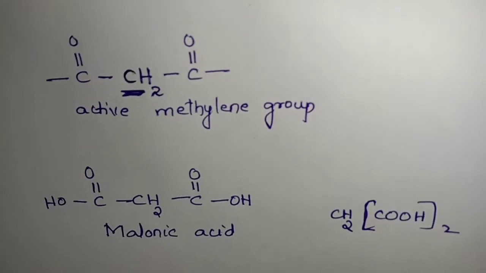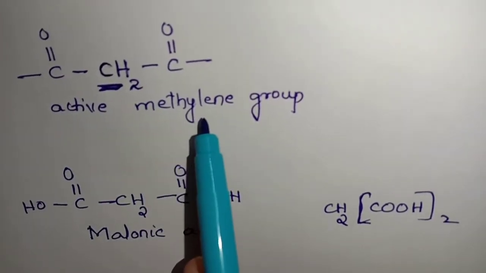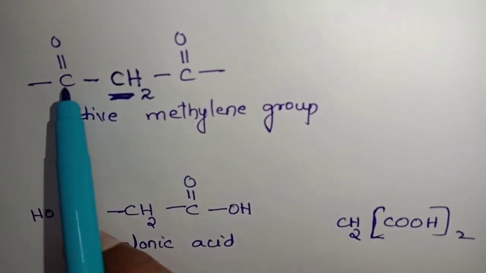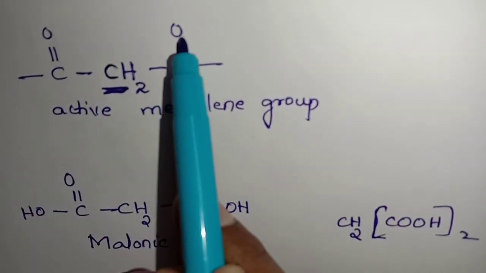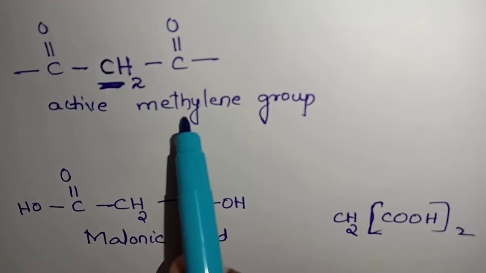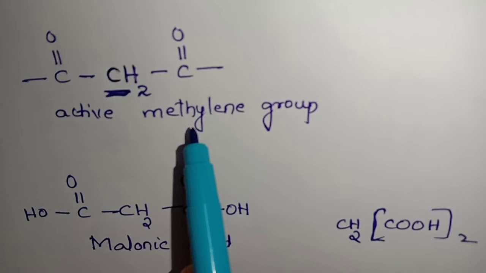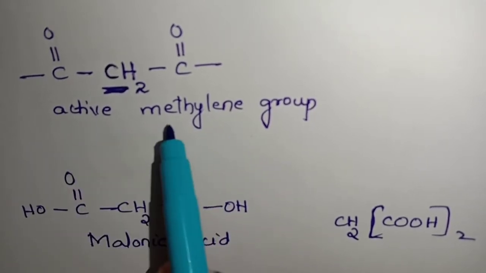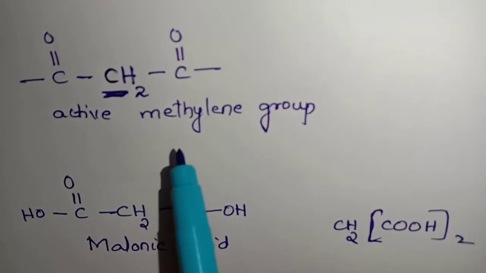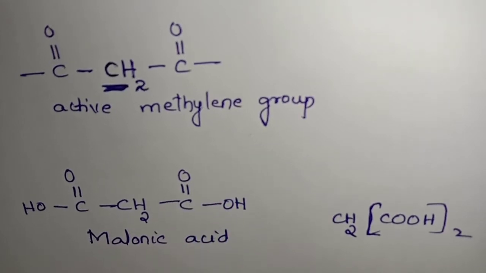An active methylene group: the CH2 group is called a methylene group, students. But when it is present between two highly reactive C double bond O groups, then it is called an active methylene group. So in this reaction, aldehydes and ketones react with compounds consisting of an active methylene group. The compound taken for this reaction, which has an active methylene group, is malonic acid.